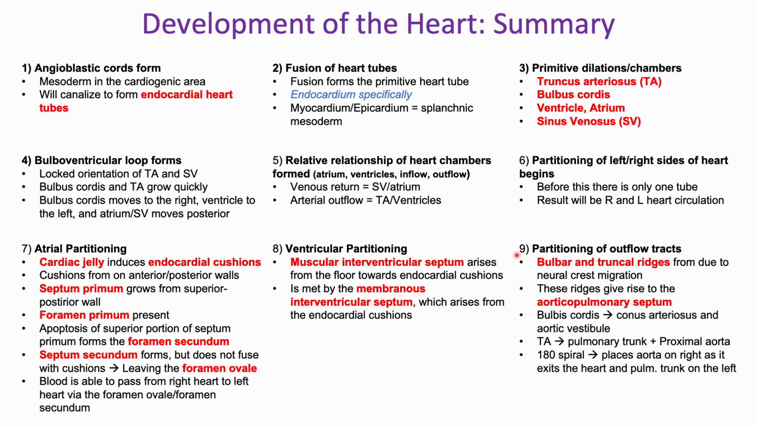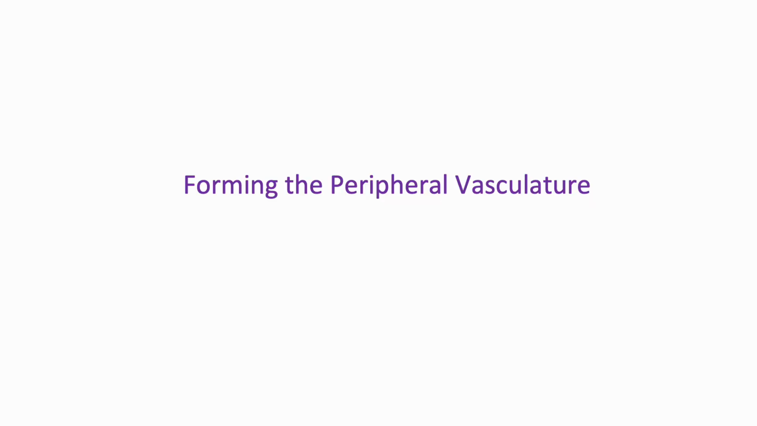And partitioning the outflow tracts, we had those bulbar and truncal ridges, again, neural crest cell migration causing that, so this is neuroectoderm. These ridges are giving rise to the aorticopulmonary septum, but again, we have to have that 180-degree rotation because we know that the aorta is going to come off on the right side of the heart, even though it's coming from the left ventricle, and then the pulmonary trunk is going to come off of the left side of the heart, even though it's coming from the right ventricle. Okay, so we had that 180-degree rotation. And that takes us through a summary of development of the heart up to this point.